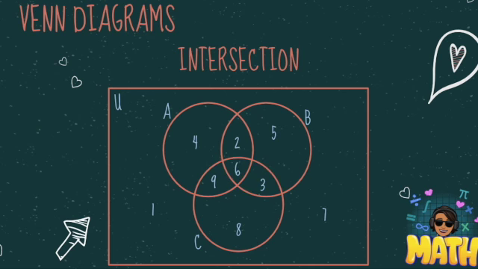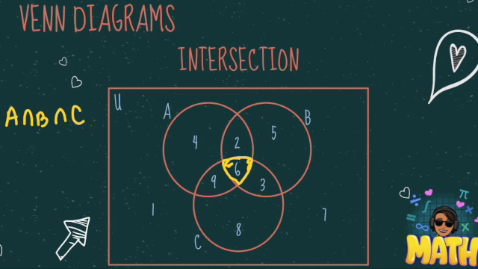Now let's say that we're going to find the intersection between A and B and C. In this case, it will be all the elements that belong to all the 3 sets. So which one is the only element that belongs to all of the sets? It's going to be this little guy that we have here, that is the 6.